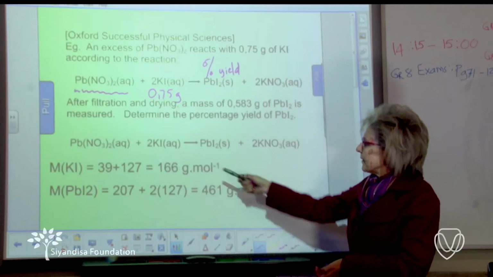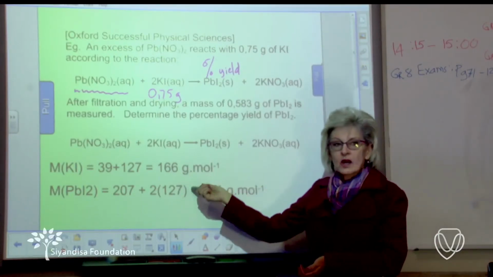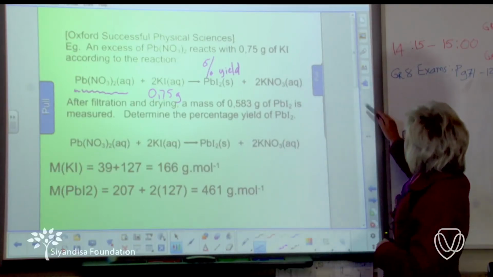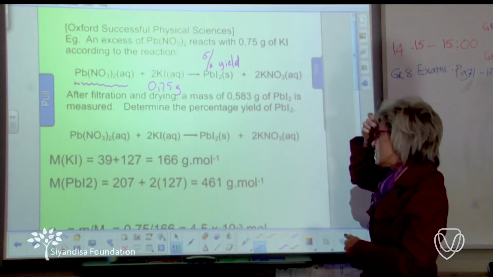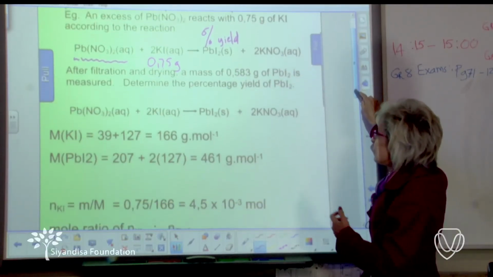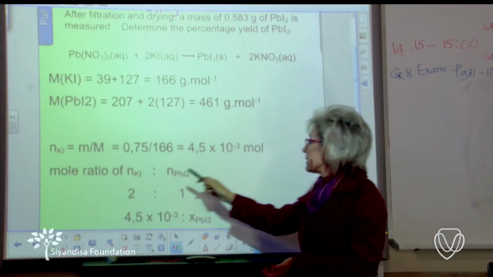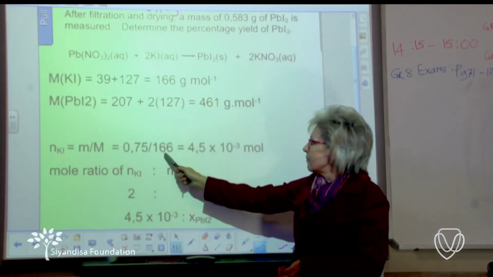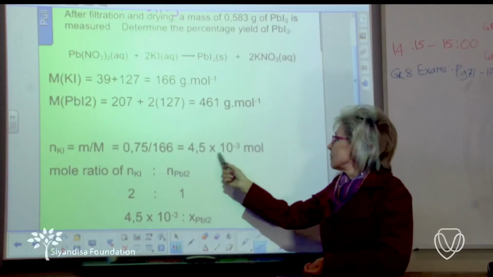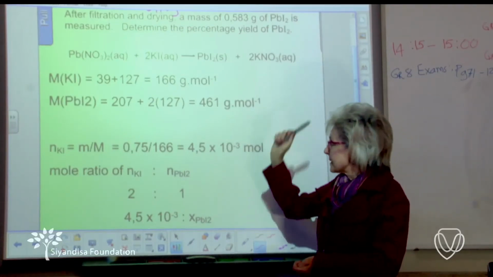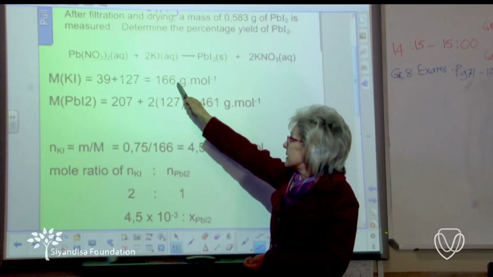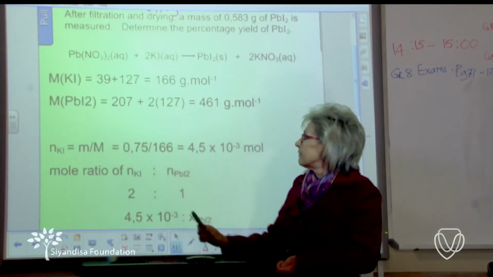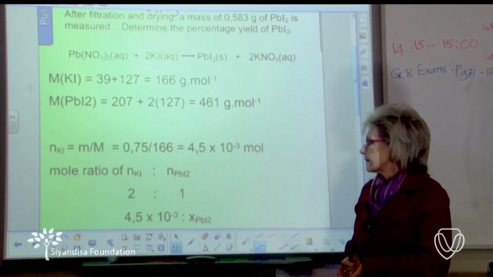Now, you will never get marks for these calculations as they are here, but the moment that you substitute them into a formula, then you may get marks for it. So our first job, to do what we can with what we've been given. We've been given 0.75 gram of potassium iodide. So mass over molar mass, 0.75 gram divided by the molar mass of 166 gives us 4.5 times 10 to the power negative 3 mole. As I said here, you do not get a mark for the 166 over there, but the moment that you substitute it into the formula, then you may get a mark for it.